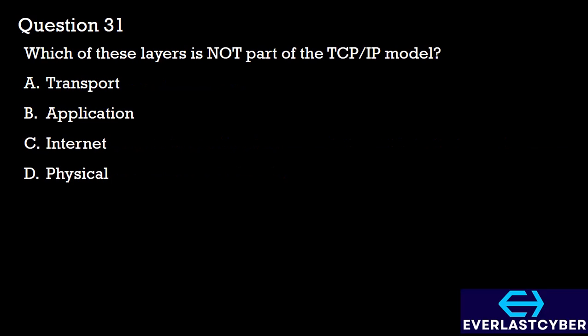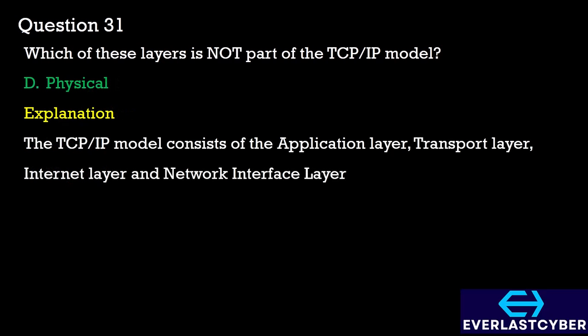Question 31. Which of these layers is not part of the TCP/IP model? A. Transport. B. Application. C. Internet. D. Physical. For this, we'll be going with option D. The TCP/IP model consists of 4 layers, which are the application layer, transport layer, internet layer, and network interface layer. So the physical layer is not a part of the TCP/IP model. However, it is a part of the OSI model.